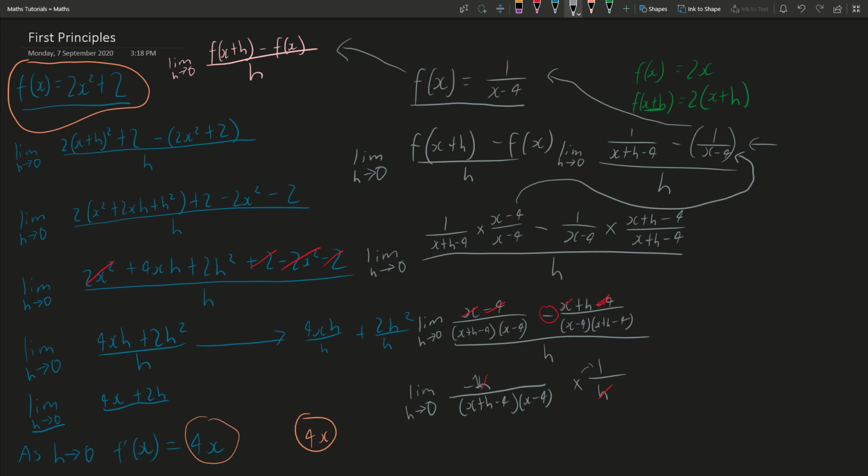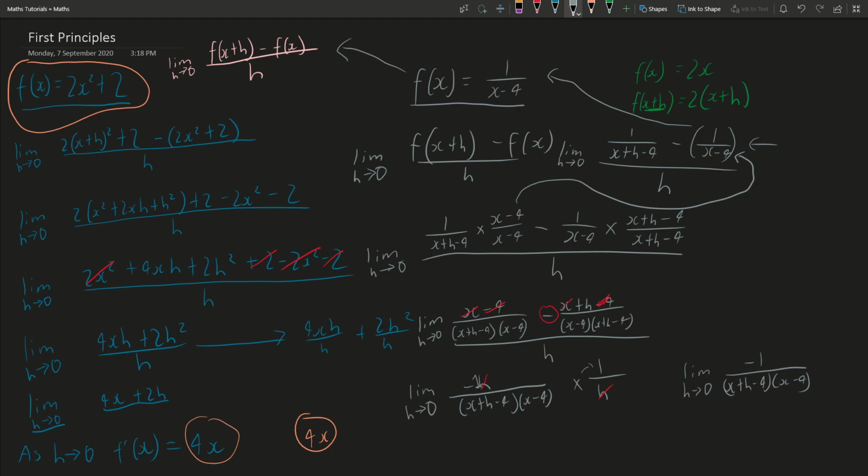So we're left with limit, and I'll just go onto the side here now, h approaching 0, negative 1 on x plus h minus 4 times x minus 4. And there is no way to factorize this further.